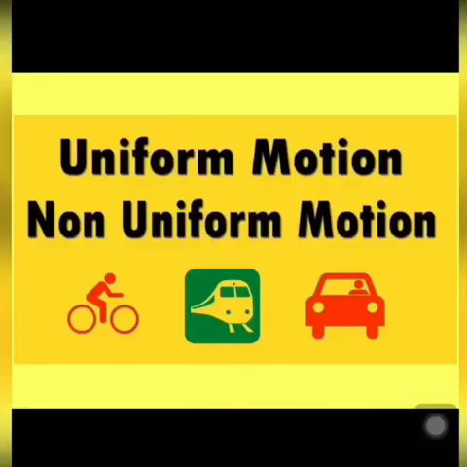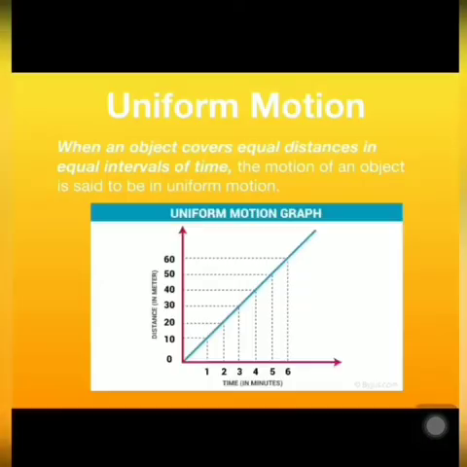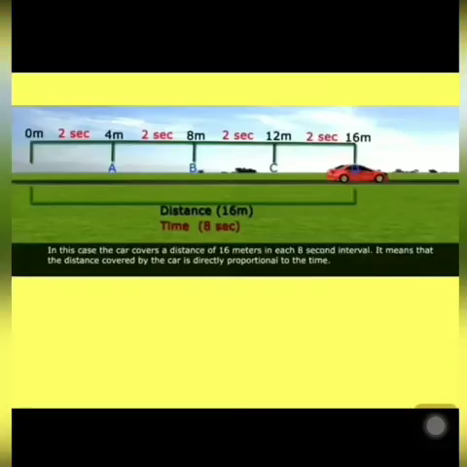Students, today we are going to learn about uniform and non-uniform motion, which you have already studied in your junior classes. Uniform motion is a kind of motion in which an object covers equal distance in equal intervals of time. Then the motion of that object is said to be in uniform motion. The graph of uniform motion is a straight line passing through the origin.